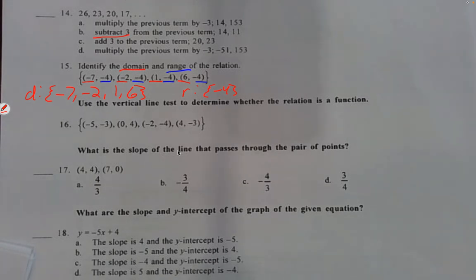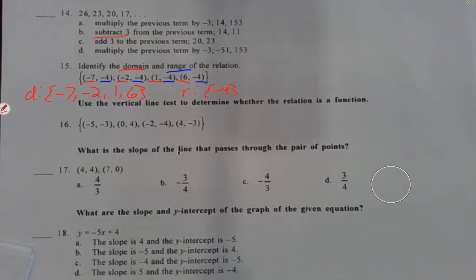Several people missed number 16. It says use a vertical line test. If you want to draw a graph, you can and see if it passes that test. Vertical line test means it can't go through twice. Okay, like if I had, let's just draw a picture. If I had this picture right here, okay, if I did a vertical line, how many times did it cross that graph? Once, twice, not a function. Okay, so that's the vertical line test.